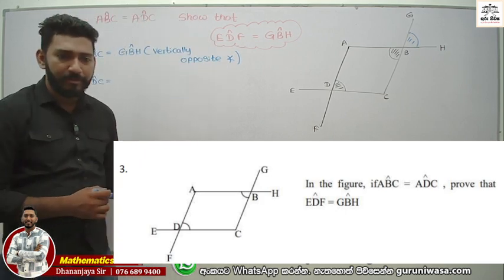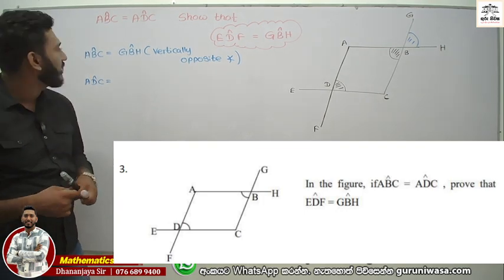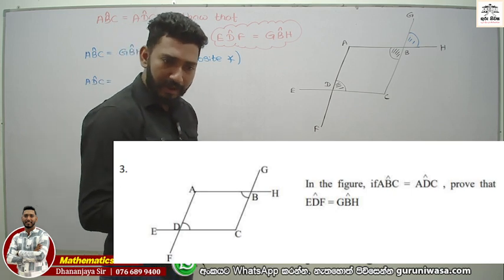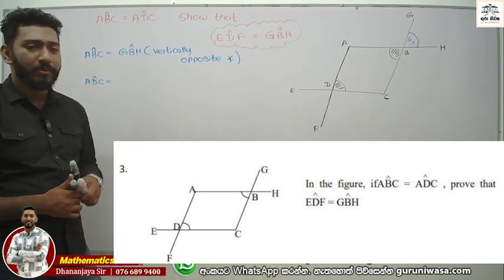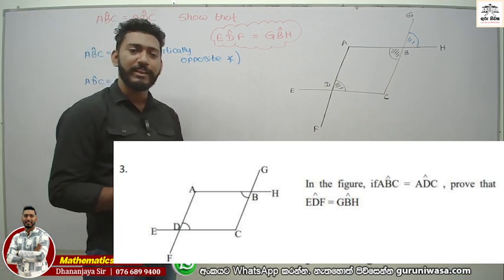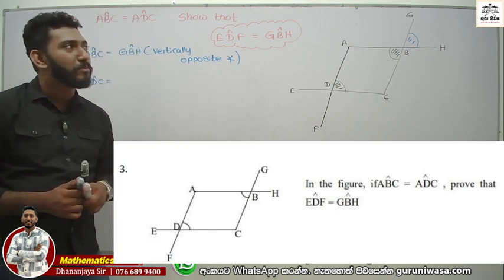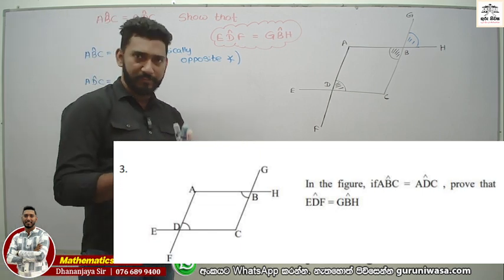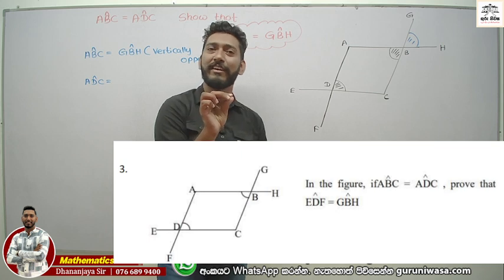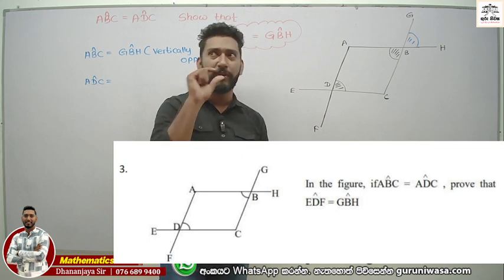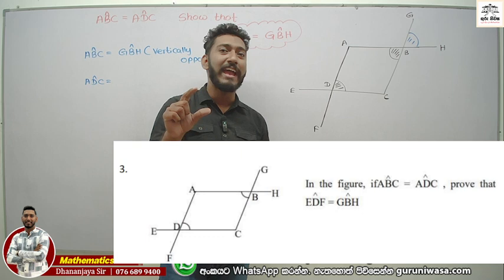ABC is equal to GBH, vertically opposite, and ADC is equal to EDF, vertically opposite. ABC equals ADC. Therefore, GBH equals EDF. And you have to mention the reason. Yes, all this is good, but the missing part is you have to mention the reason.